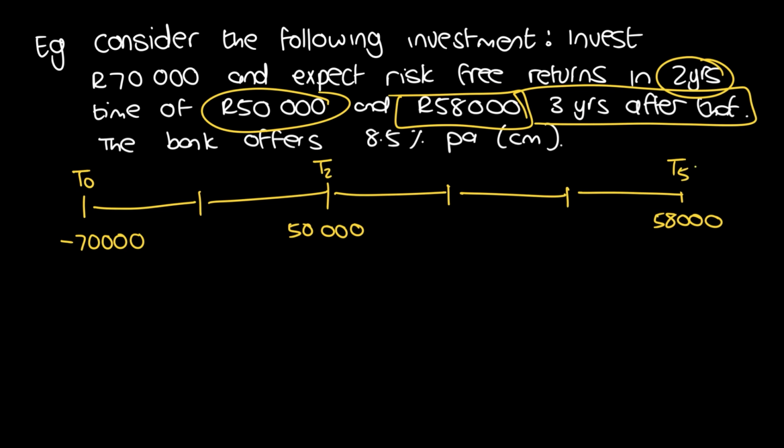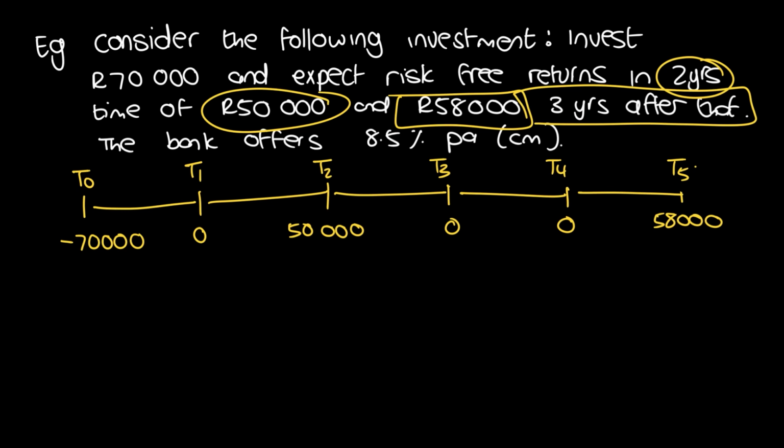Okay, so that is our timeline. But what we're going to have to do is fill in for all the in-between periods, because when we put it into our calculator, we need data for every single year up until when we stop. So for T1, for T3, and for T4, we're just going to put zeros down because nothing is happening in there. But we do need to input that data into our calculator.